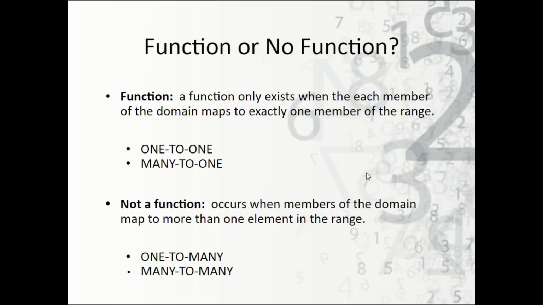Now, determining whether something is a function or not. A function only exists when each member of the domain maps to exactly 1 member of the range. So, in order for something to be a function, it needs to be either one-to-one or many-to-one. Now, for it to not be a function, that means that something in the domain maps to multiple places in the range. So, in order for it to be not a function, it needs to be one-to-many or many-to-many.